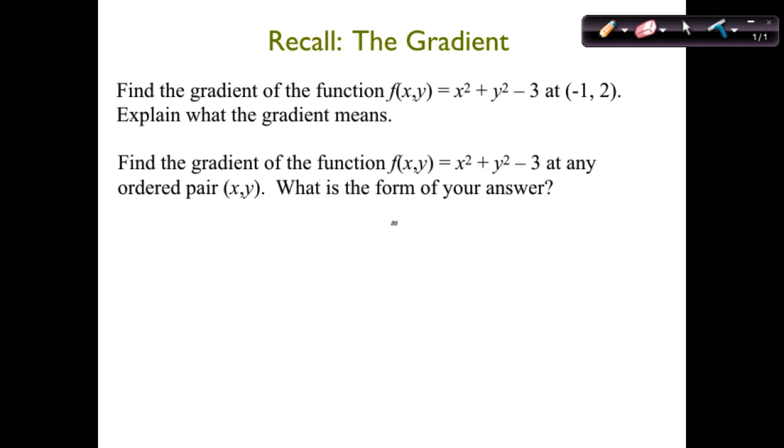So what about at any x, y? What would be the gradient at any point x, y, not just negative 1, 2? What would be the gradient at any point x, y? 2x, 2y? Notice anything? That's a vector field, right? The gradient is a vector field.